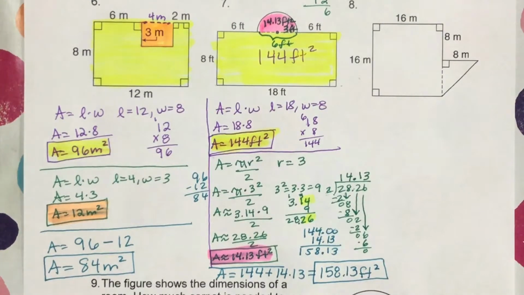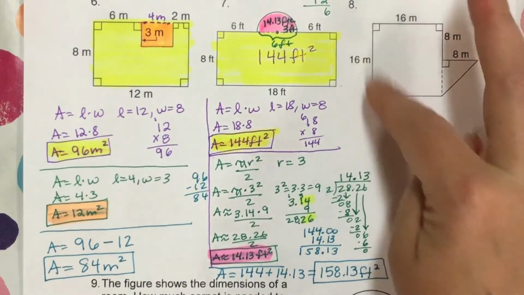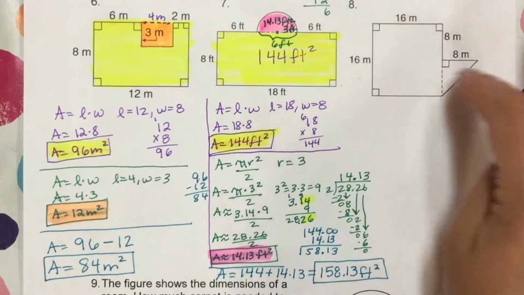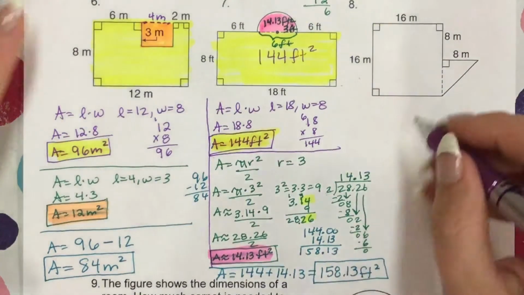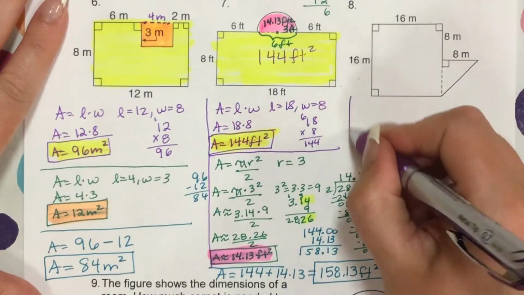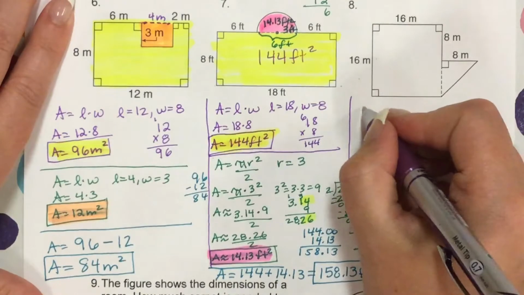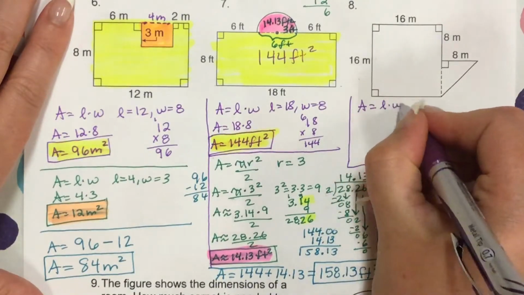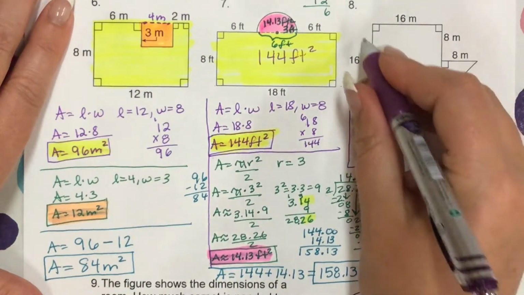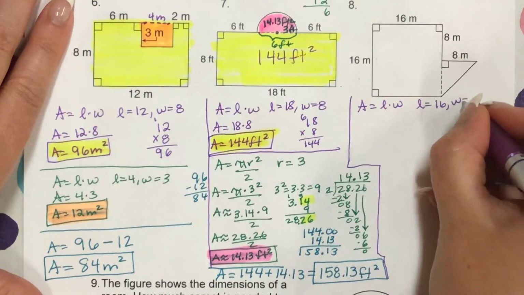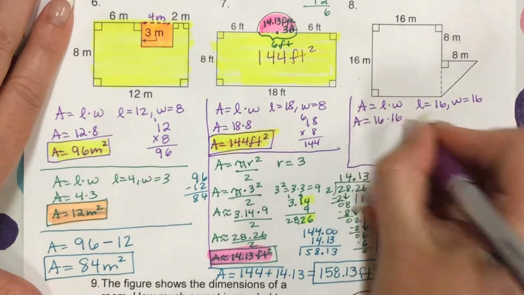Okay, I think it's pretty clear that this looks like a square, 16 and 16, so that's going to be a square. We have a square and we have a triangle here. So the first thing we want to do is just go ahead and find the area of the square. So it's going to be area equals length times width. The length is 16. The width is 16. Define our variables, substitute them in. Area equals 16 times 16.